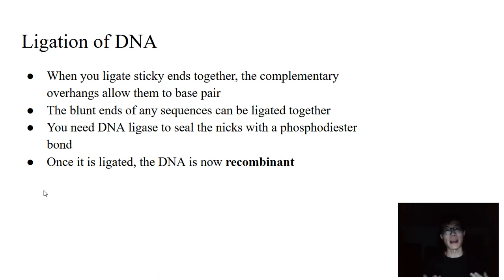So remember, palindromic sequences are usually recognized by restriction enzymes, or a better way to put it is the other way around: restriction enzymes generally recognize palindromic sequences. In addition, you can form blunt ends or sticky ends, and these ends can be joined together with ligase, for instance, to make potentially recombinant DNA.